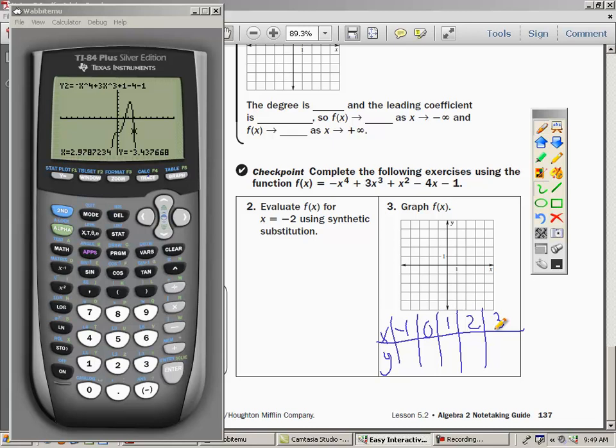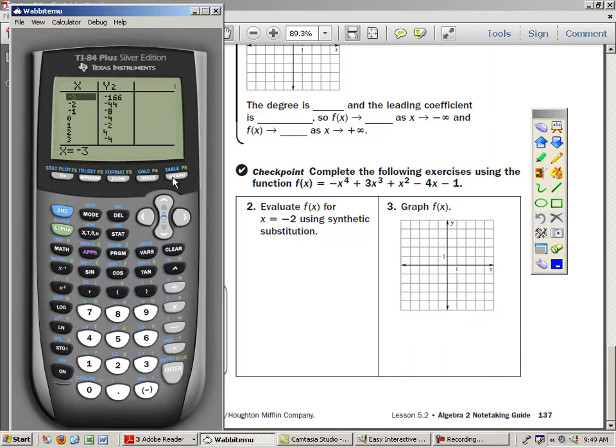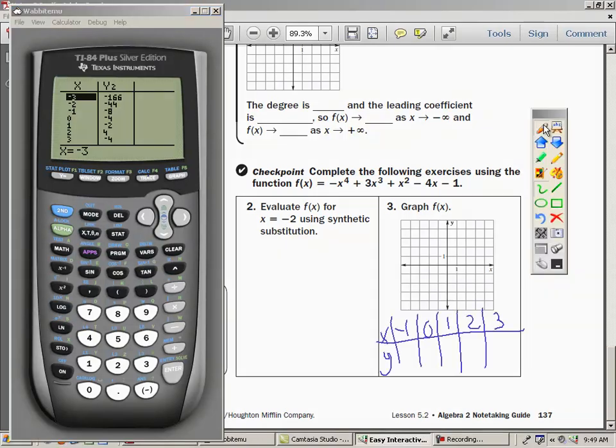Now, once I have that idea, I'm going to use my table feature. Go back over here to second table. In my table, as promised, when x is negative 3, y is negative 166. We don't really care for that number in our table because it's not going to help us much. But looking at these other numbers, when x is negative 1, y is negative 8. When x is 0, y is negative 4. When x is 1, y is negative 2. When x is 2, y is 4. And when x is 3, y is negative 4.